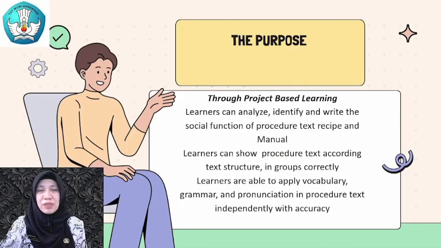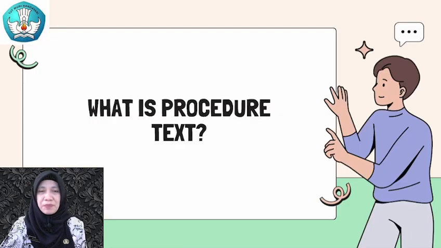Project learning. The purpose: through project-based learning, learners can analyze, identify, and write the social function of procedure text, recipe, and manual. Second, learners can solve procedure text according to text structure in groups correctly. And third, learners are able to apply vocabulary, grammar, and pronunciation in procedure text independently with accuracy.